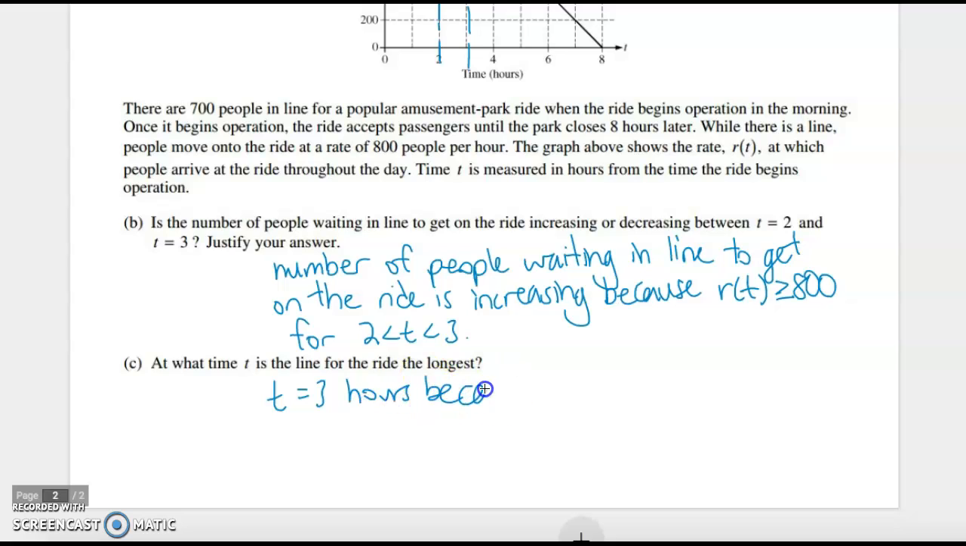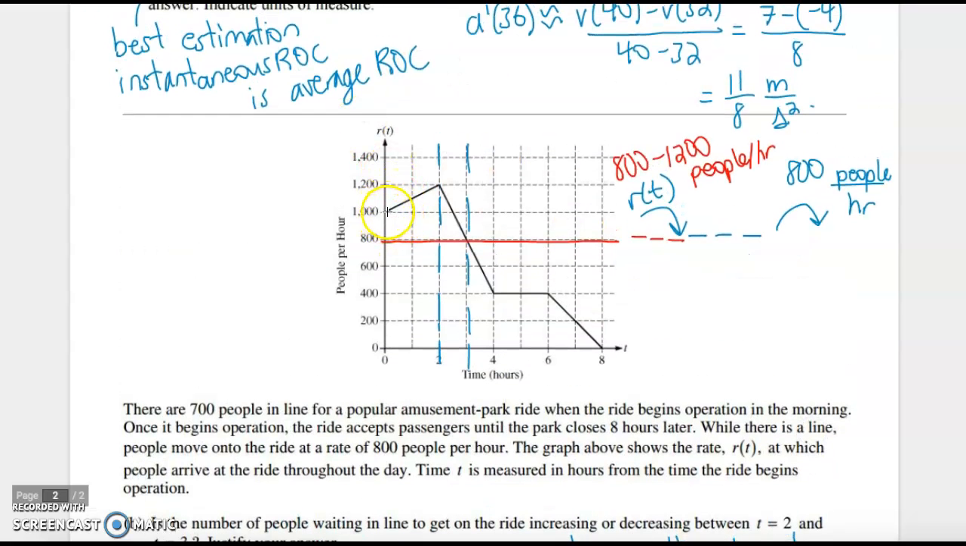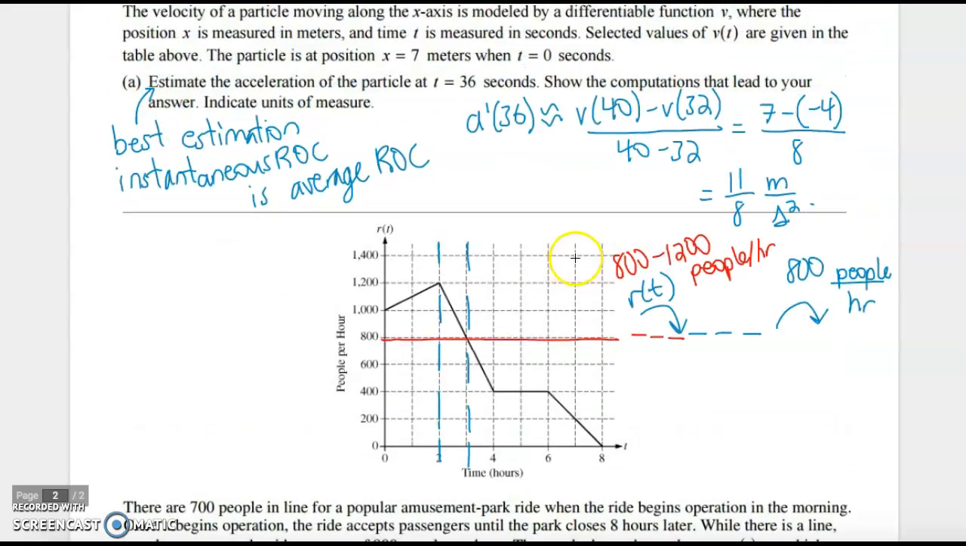And then let's provide a little bit of justification as well, because R of t was greater than or equal to 800 for 0 to 3 hours, but your rate was less than 800 for t greater than 3. So that means that your line was increasing up until this point, and then your line started decreasing. So there you go, linear motion.